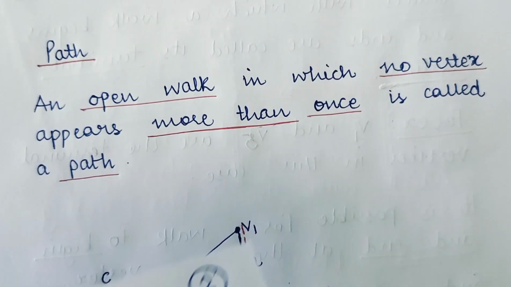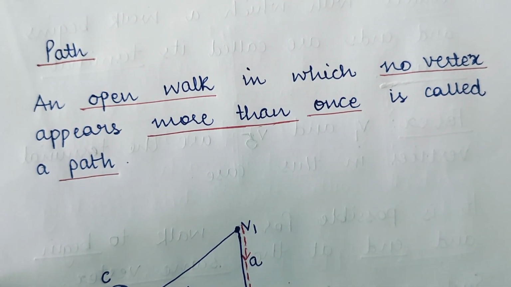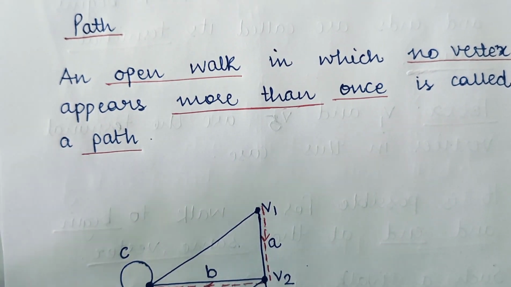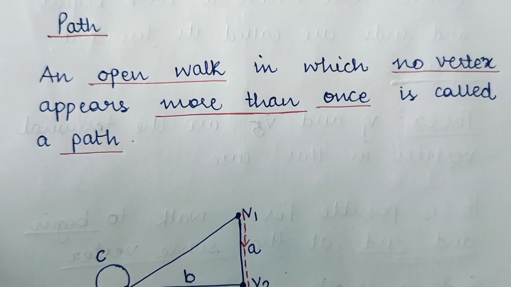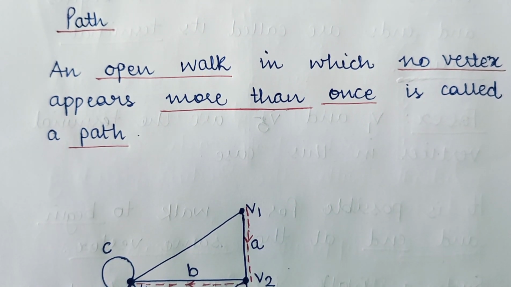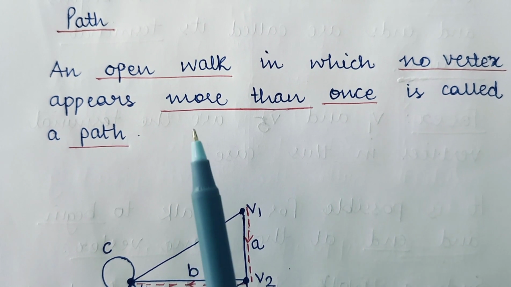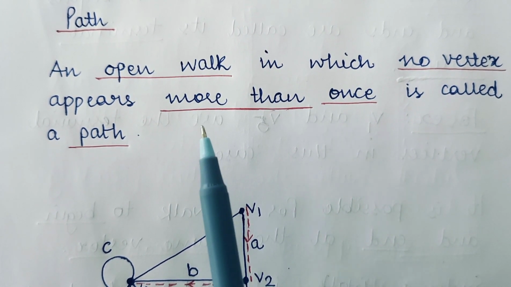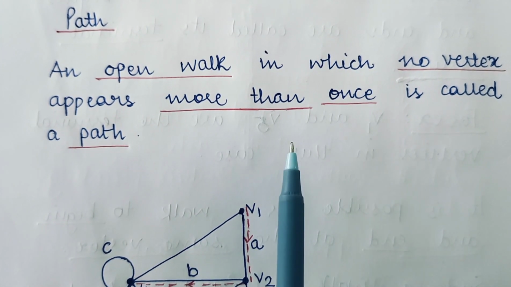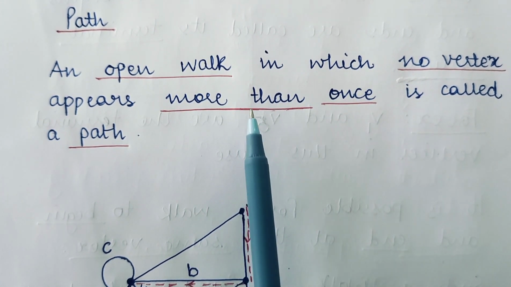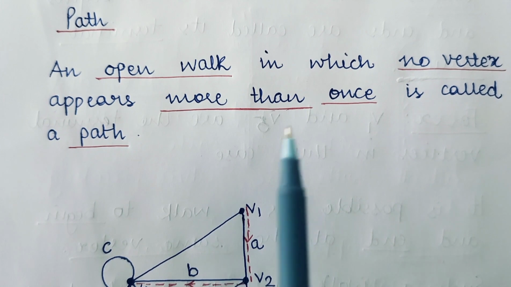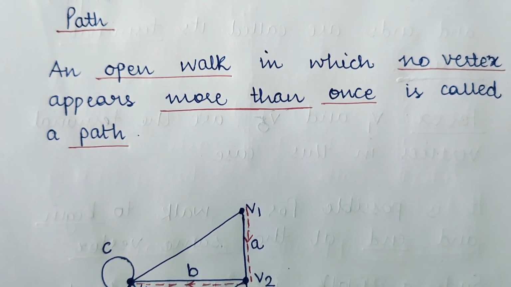So in general, in a walk, we are allowed to have repeated vertices. But here we are not talking about just any walk, we are talking about an open walk, that means a walk in which the terminal vertices are different. In such a walk, when no vertex appears more than once, that means when no vertex is repeated, it is called a path.